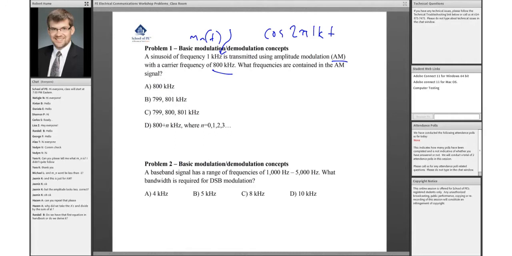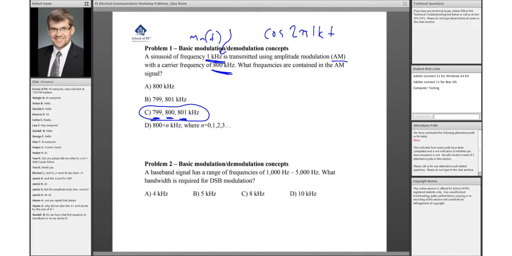So with AM, we end up with the carrier frequency and we end up with sidebands that are the sum and difference of the carrier frequency with our message, which is 1 kilohertz. So the answer is C. Here's our carrier frequency 800, and then here's the lower sideband at 799 and the upper sideband at 801.